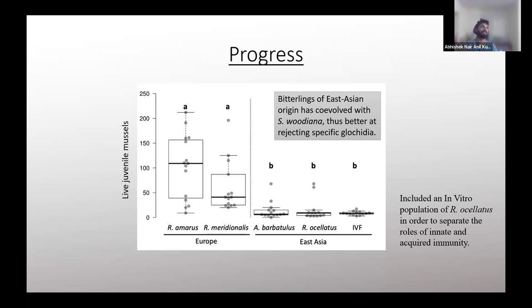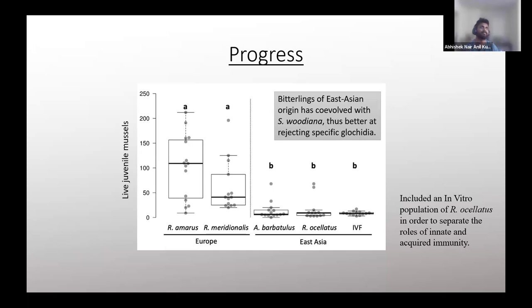So this again points to the fact that bitterlings of East Asian origin have co-evolved with Sinanodonta woodiana. And as I said, woodiana also is of East Asian origin. And thus they are better at rejecting specific glochidia, and probably because they have some adaptations against this parasite.